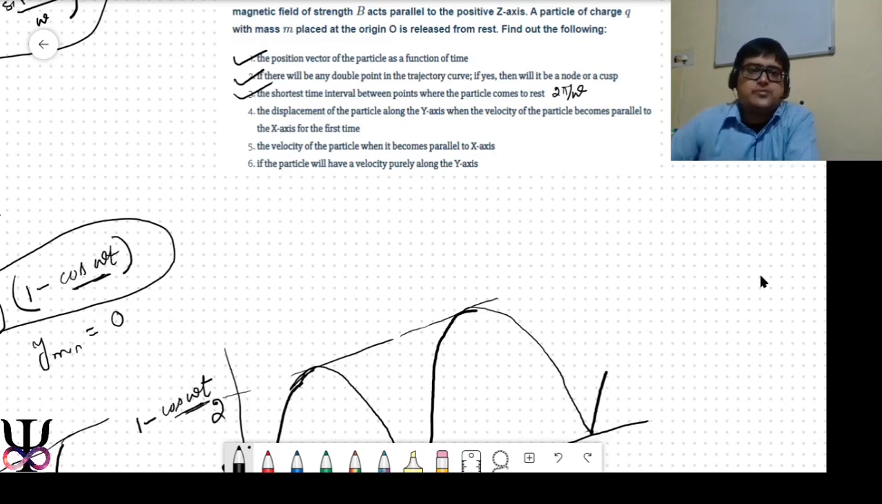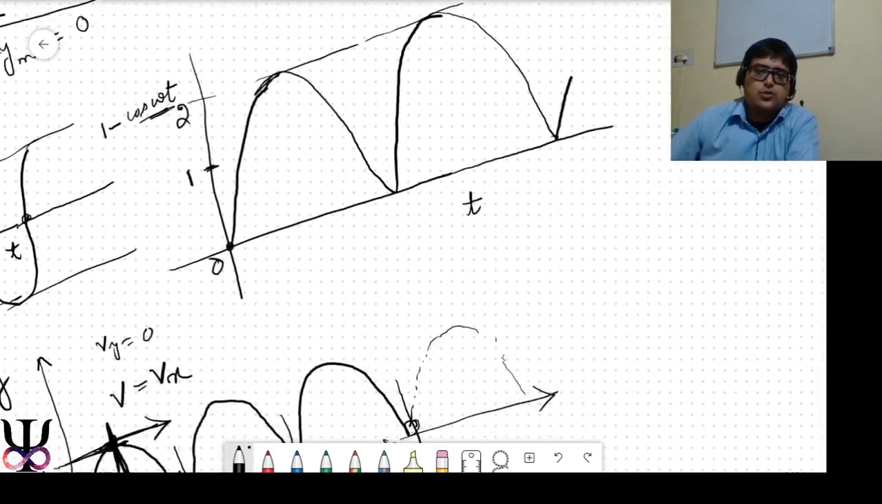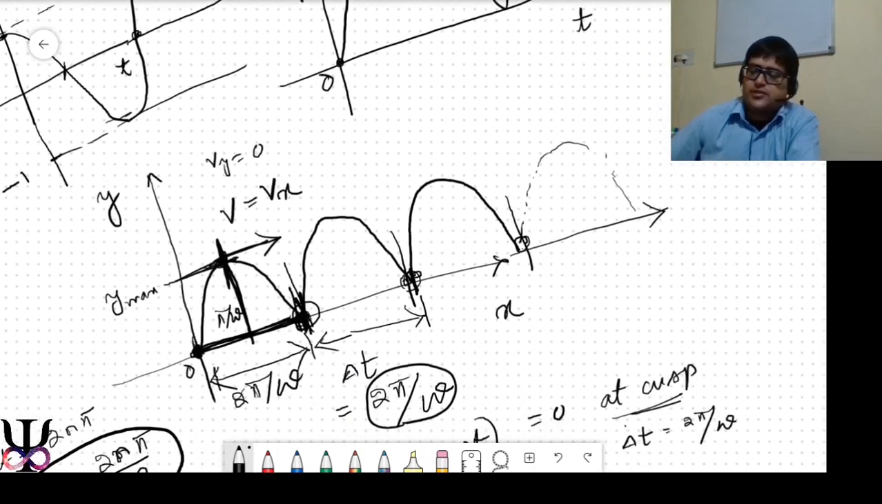Now part 4: the displacement of the particle along the y-axis when the velocity of the particle becomes parallel to the x-axis for the first time. In this curve, if you draw the tangent at every point, that tangent will show you the direction of velocity, and for the first time the velocity becomes parallel to the x-axis where y is y max. So all we have to do is to find y max.